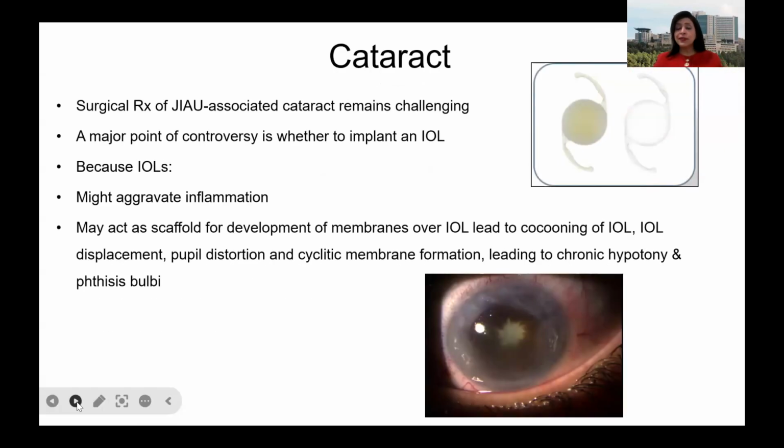The surgical treatment of cataract remains challenging, and the major point of controversy is whether to implant an IOL. We know that the IOLs might aggravate the inflammation, and they may act as a scaffold for the development of membranes over the IOL, leading to cocooning of the IOLs, as you can see in this figure, pupil distortion, and more importantly, cyclitic membrane formation, which may lead to chronic hypotony and phthisis bulbi.